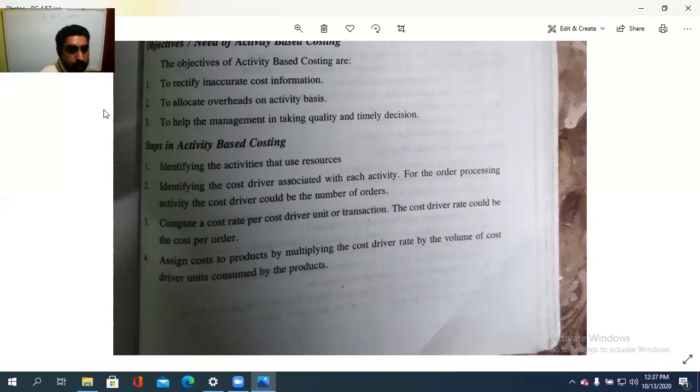And assign the cost to the products by multiplying the cost driver rate by the volume of the cost driver units consumed by the product. So these are the steps in activity-based costing.